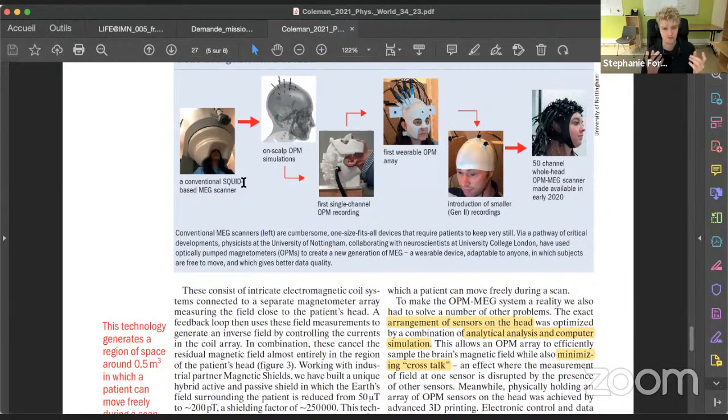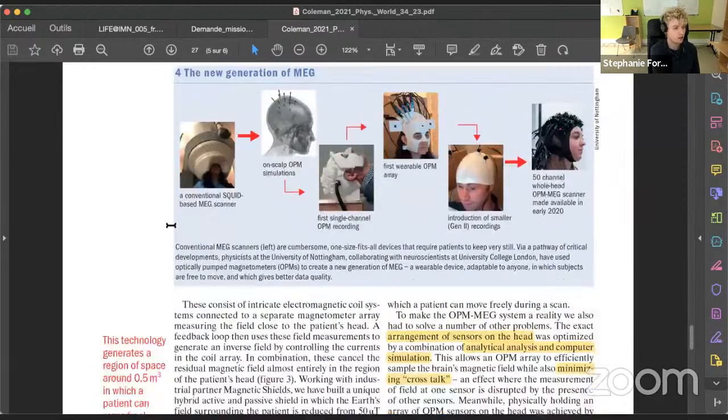It also has the problem that you need a gap between the detectors and the head, because the detectors are at minus 269 Celsius, which is very cold. So you need an insulating gap so you don't hurt the participant. So it has great value, but also limitations. Any technique has limitations of one kind or another.